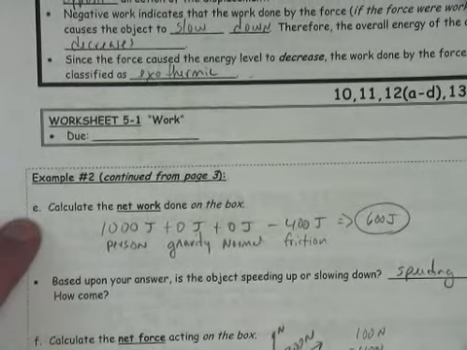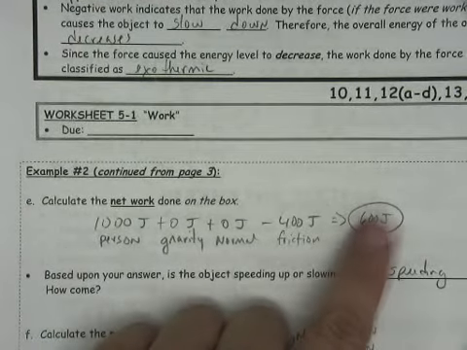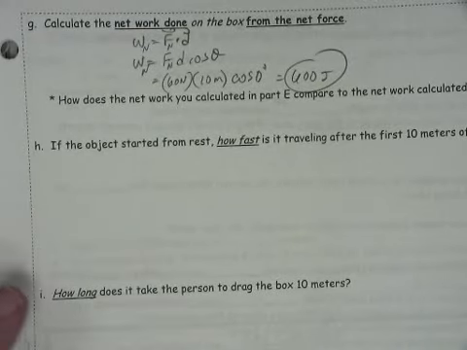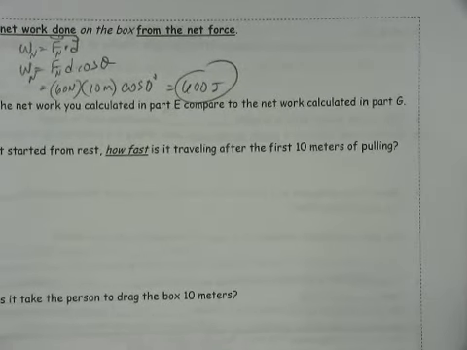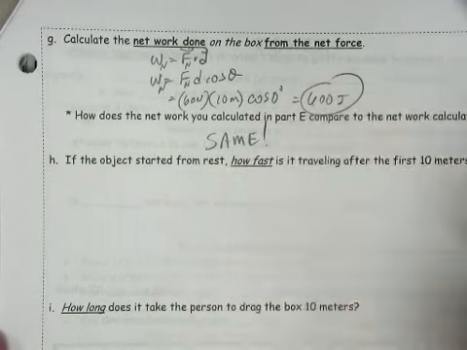Does that make sense? Well, yeah, how about this? If I go back to part E, net work was 600 joules. So we calculated the net work in 2 different ways and got the same answer. And we should get the same answer. So good. All right, how does the net work you calculated in part E compare to the net work you calculated in part G? And they were the same.